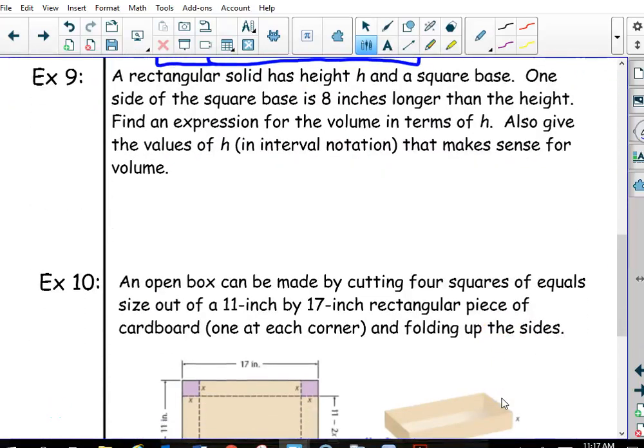Onto a couple of application problems. A rectangular solid has height h and a square base. One side of the square base is 8 inches longer than the height. Find an expression for the volume in terms of h. Might help to make a little sketch.